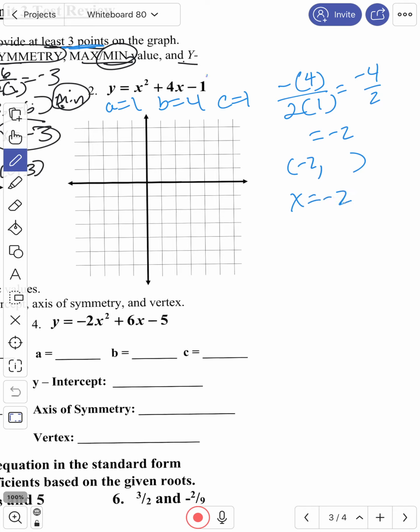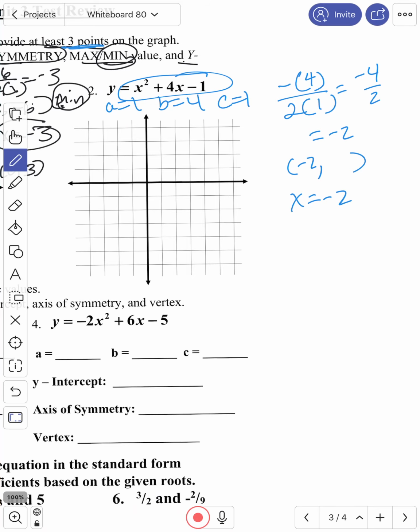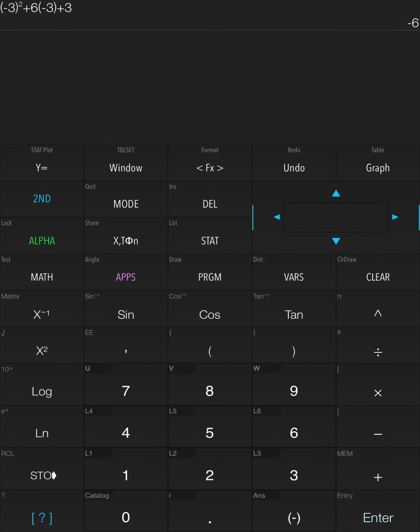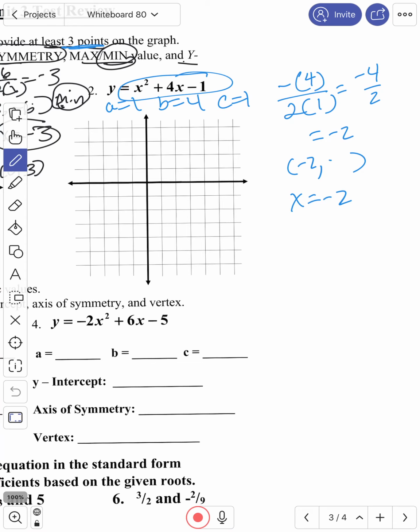To find the rest of the vertex, I fill this into the original by hand or with my calculator. And so I'm filling in negative 2 in parentheses for x. So I have negative 2 squared plus 4 times negative 2 minus 1. And I get negative 5. So the rest of my vertex is negative 5. My axis of symmetry is x equals negative 2. This one's going up, so this is a minimum.